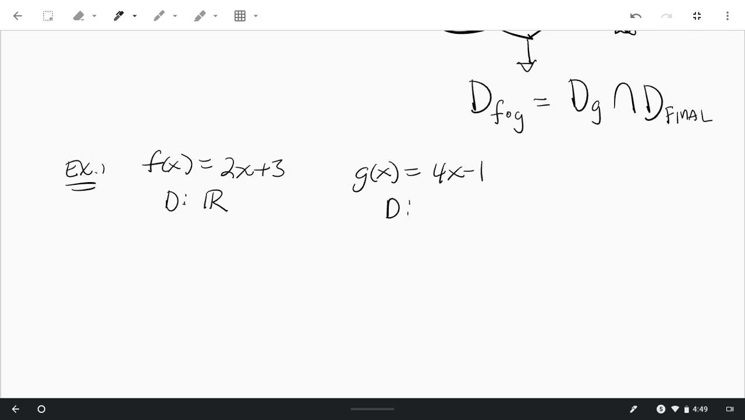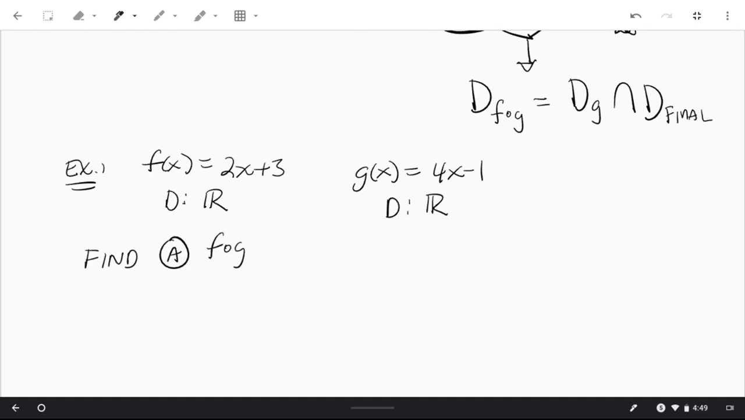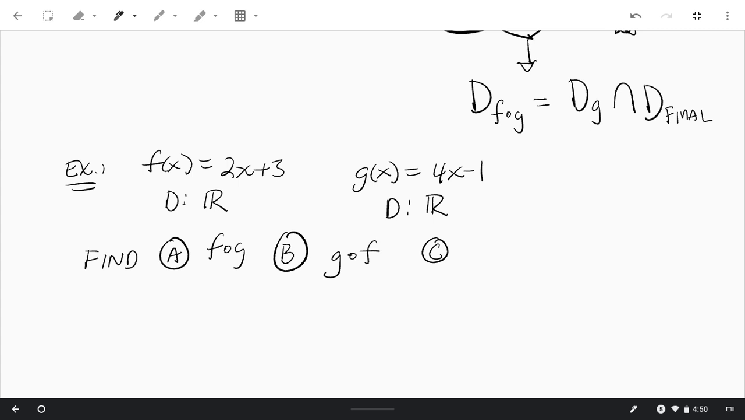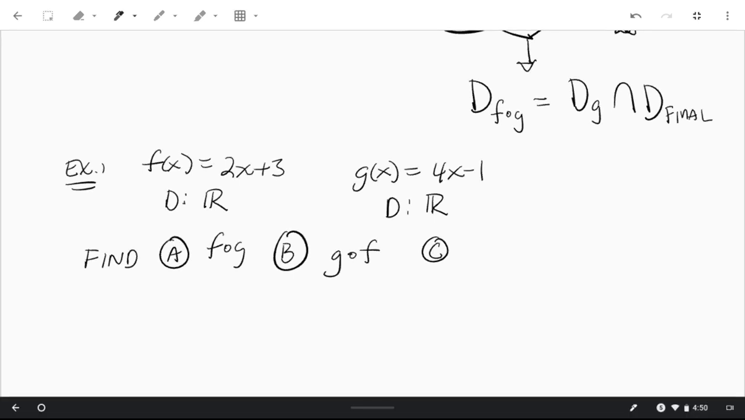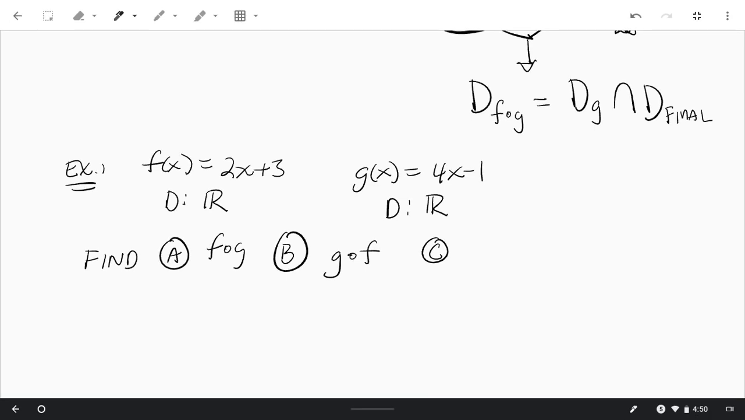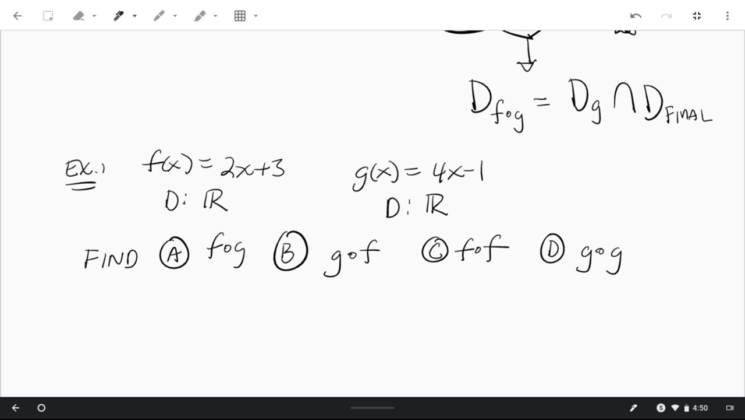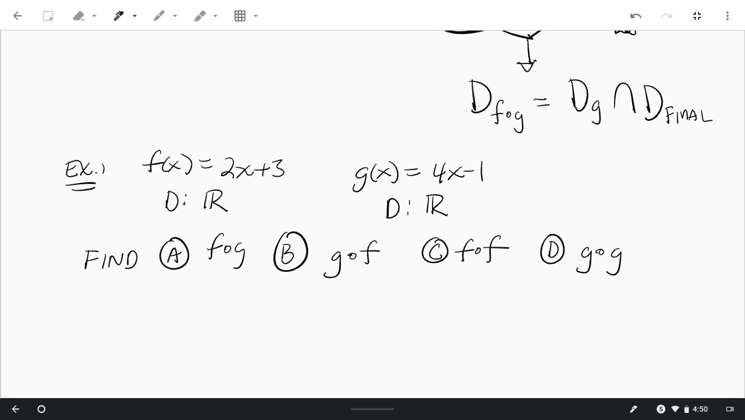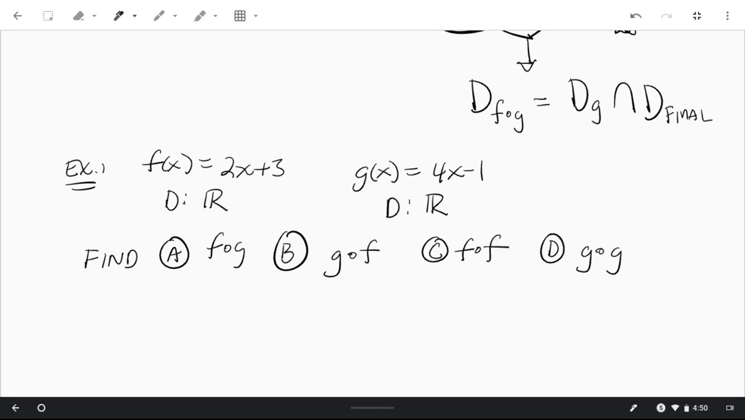So what we're going to do now is find the following. We're going to look at F circle G, find G circle F, look at F circle F, and we will also look at G circle G. So we're going to do all of these 4 compositions, but we're also going to find their domains.